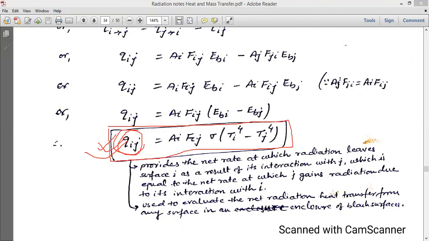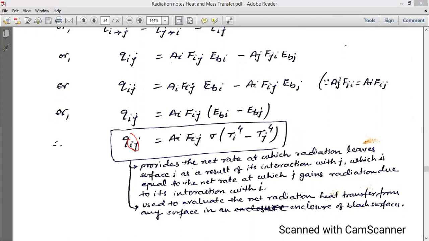So this equation, which is Qij is equal to Ai Fij sigma (Ti to the power 4 minus Tj to the power 4). What is its significance that we learned? It provides the net rate at which radiation leaves the surface I and reaches the surface J. That means the rate of radiation which the surface J gains by the interaction with the surface I.